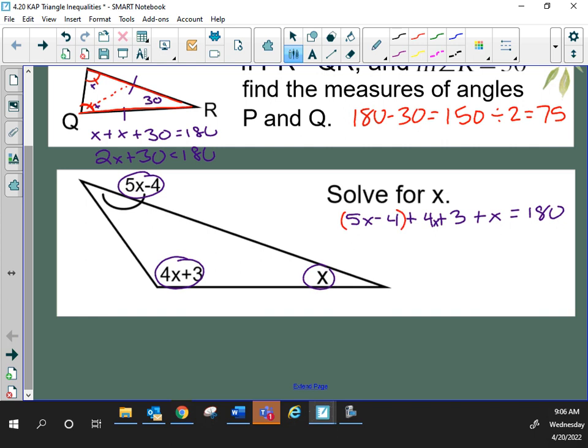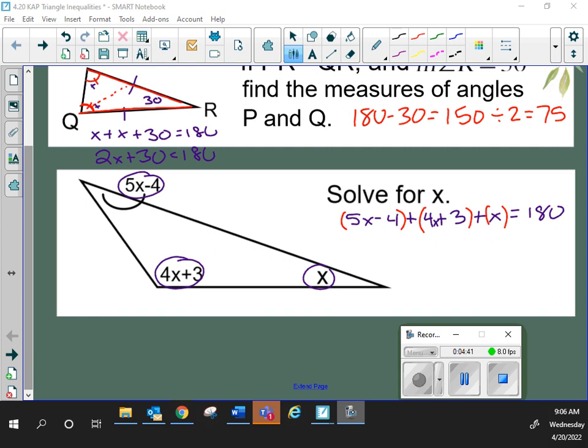So that's the first angle, the second angle, and that third angle. Do you see how I did that? I added the three expressions. Y'all good with that? Okay, take a pause and write that down if you need to.